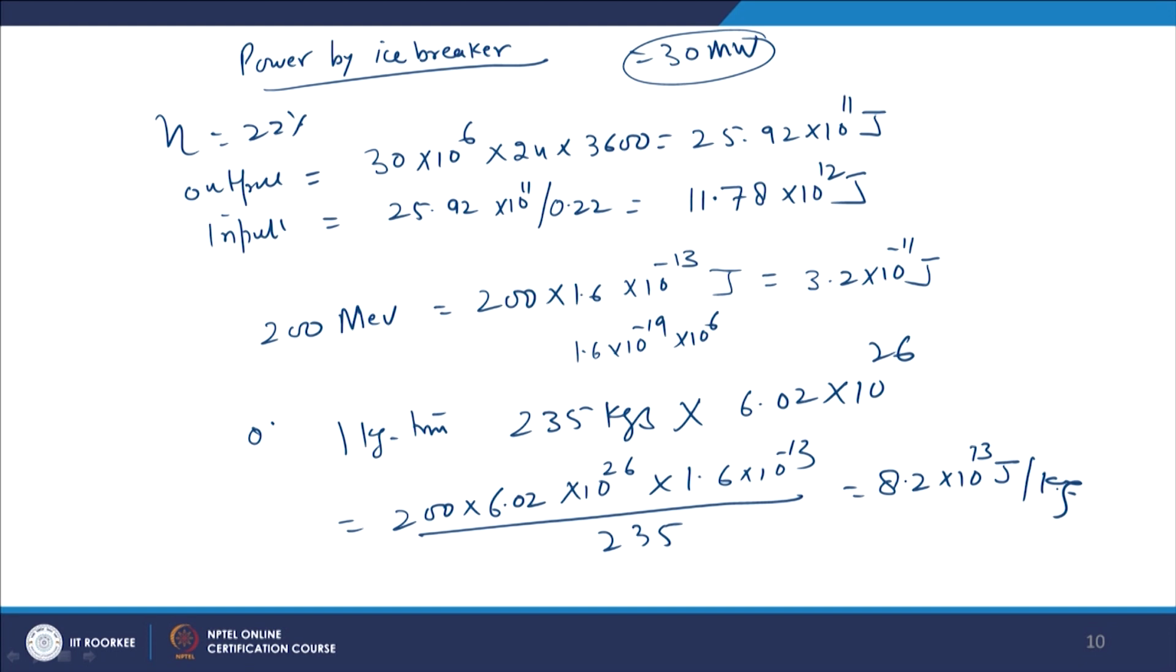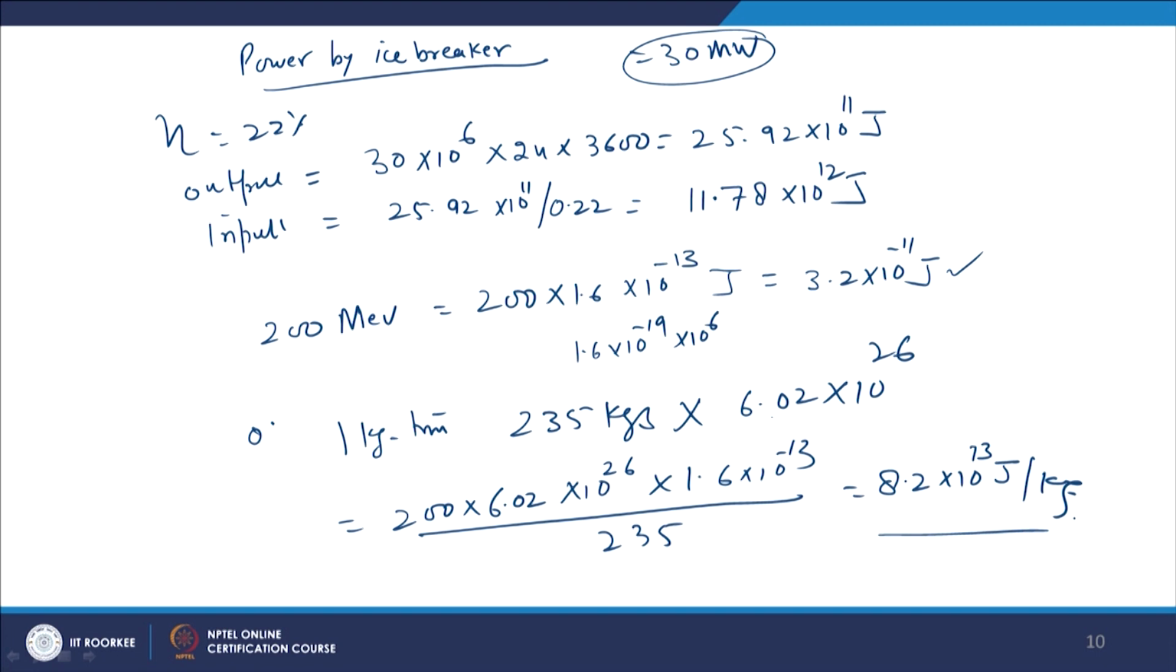Now, how we have done? I am repeating, one molecule is releasing 200 million electron volt, that is converted into the joules. 1 kilomole will consist of 235 kilograms of uranium consisting of this much number of molecules, right. And if we multiply this number of molecules by the energy generated per molecule and divide by 235, we will get the energy generated per kg of uranium.